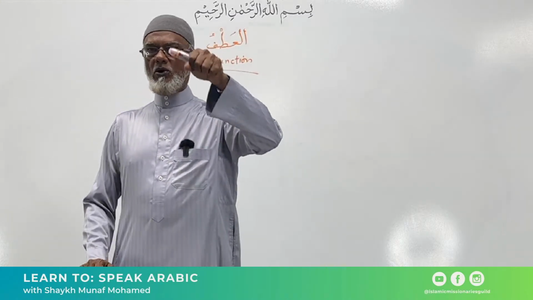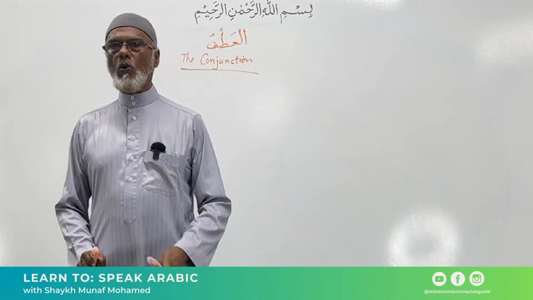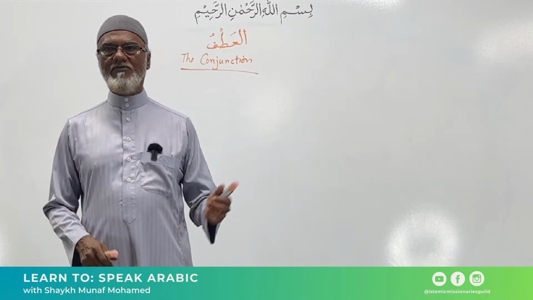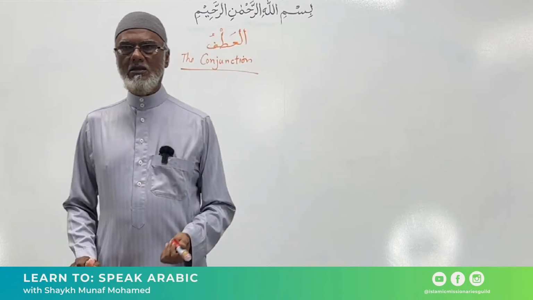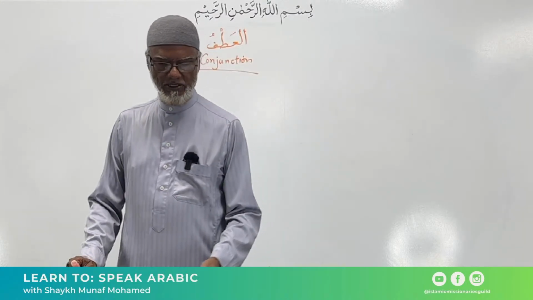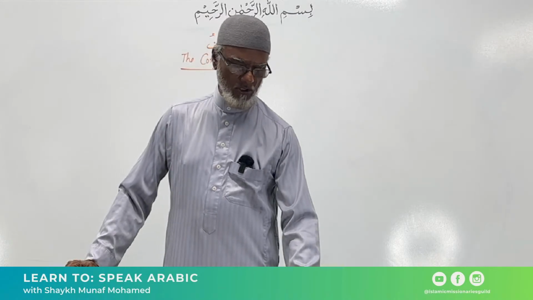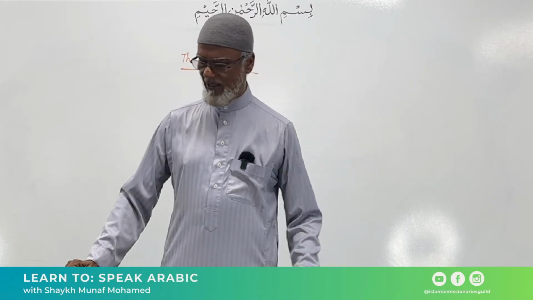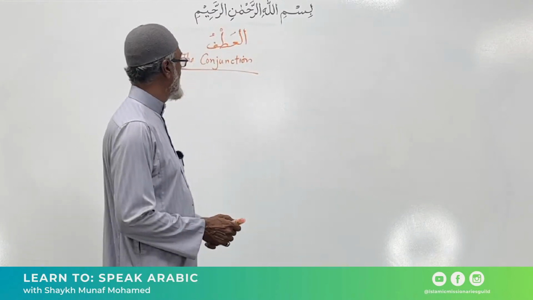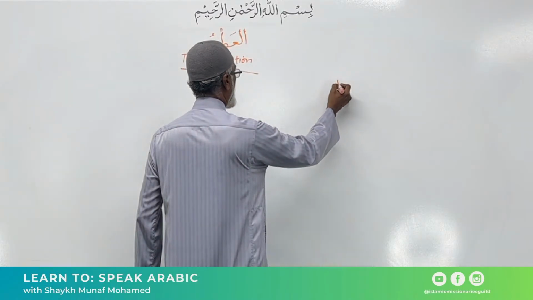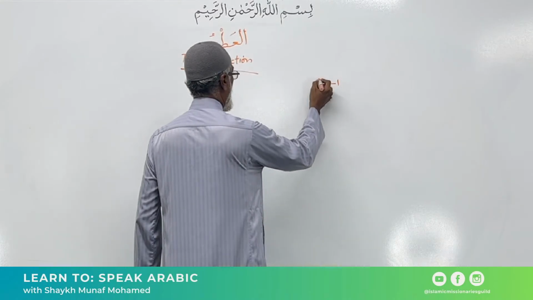The words that we are going to identify are called huruf al-atf, which means the words of conjunction, basically. The huruf means the letters or the words of conjunction. What are the conjunctions, basically? We are going to identify them. So the first one that we want to identify, number 1, is al-waw.